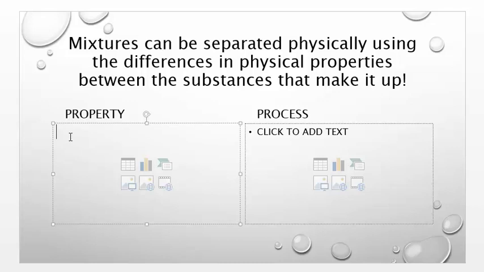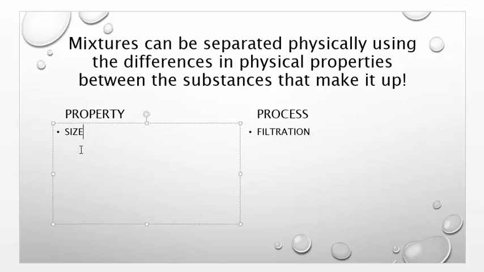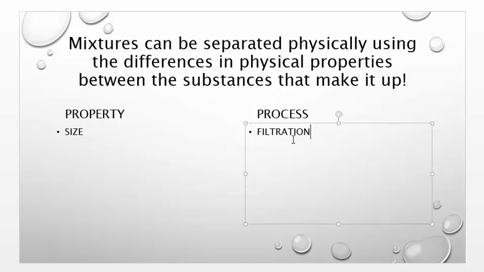Let's type these in as we go. The first property I want to do is size. The process that you would use to separate something according to size is called filtration. Please understand that property is a noun, whereas filtration is what you do. It's going to be the verb. I want to make sure you understand the difference between the property and the process that is used.